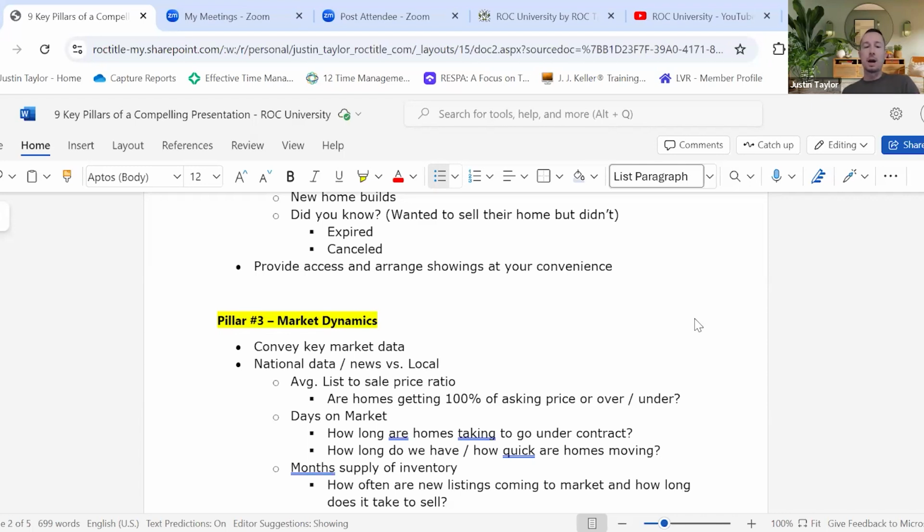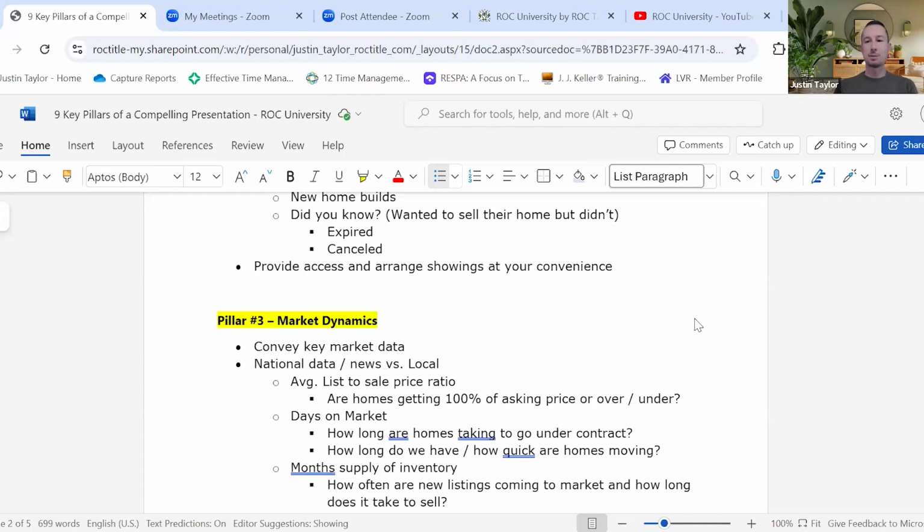So of course, we're going to talk about average list to sell price ratio. We want to know, are homes getting 100% of asking price? Are they getting over or are they getting under? Because if you come to me and you say, hey, this home we found, they're asking 600,000, I want to offer 550.